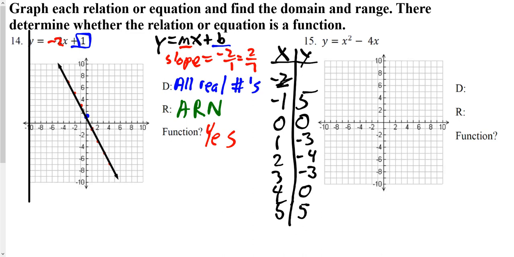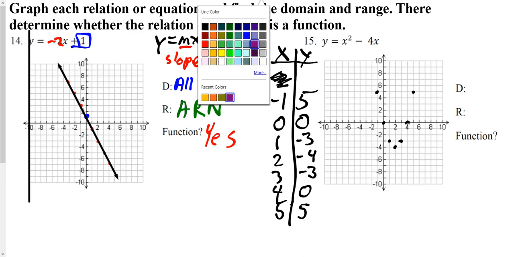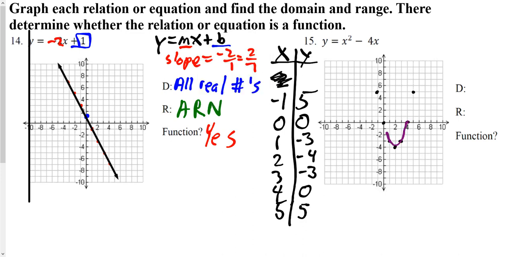When we look at our first point here, 1 to the left, up 5. 0 to the left, up 0. 1 to the right, down 3. 2 to the right, down 4. 3 to the right, down 3. 4 to the right, up 0. 5 to the right, up 5. And then you can go ahead and draw in your graph. So it's just a nice smooth curve going through all these points.